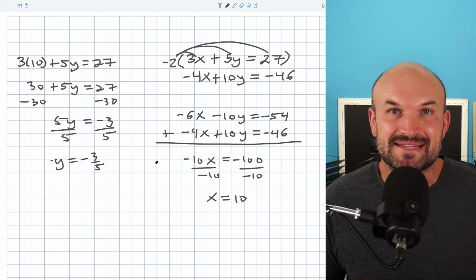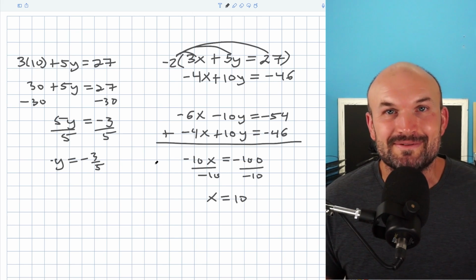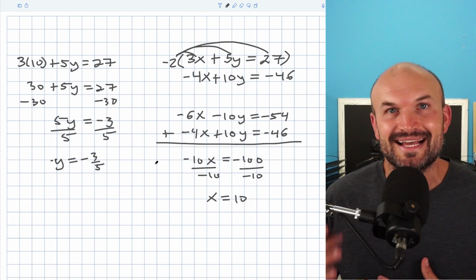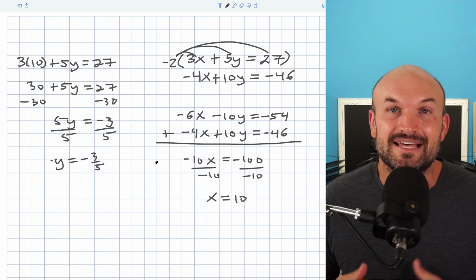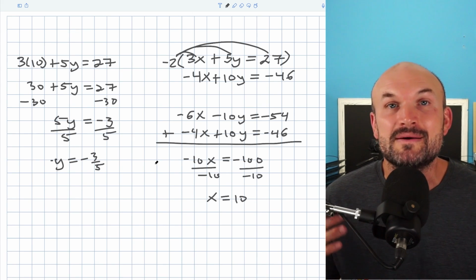If you can do these three problems and understand what you're doing, I think you're pretty safe to be able to pass your test or quiz. But if you want to take that next step, that next jump to getting an A, then go ahead and check my next video where I tackle even some more difficult problems.